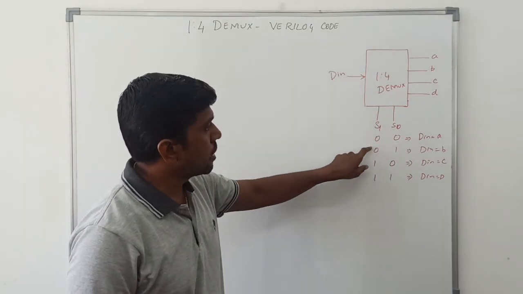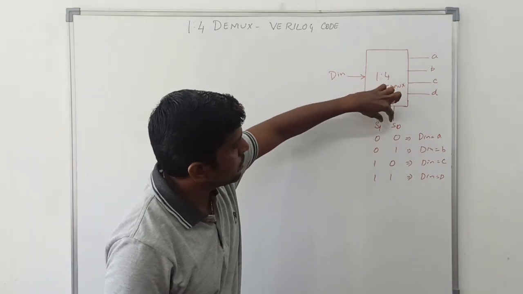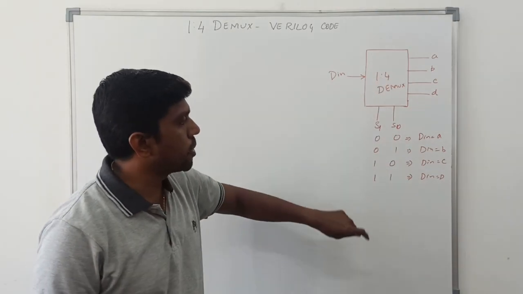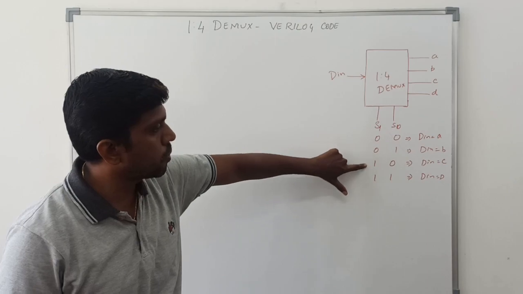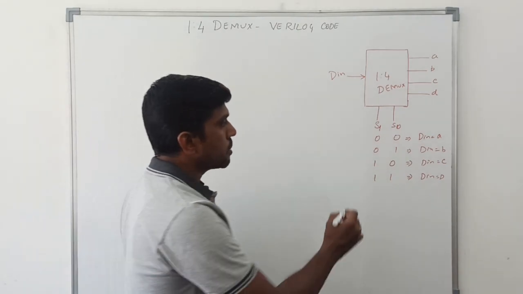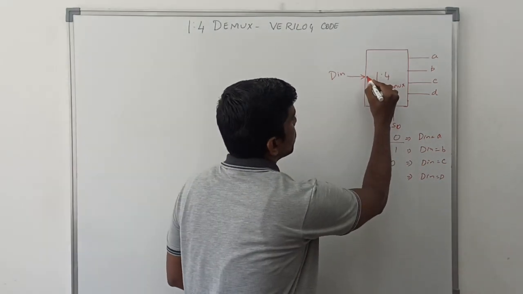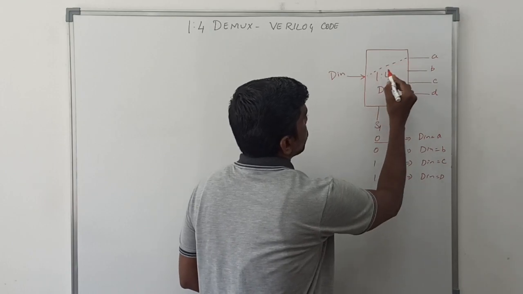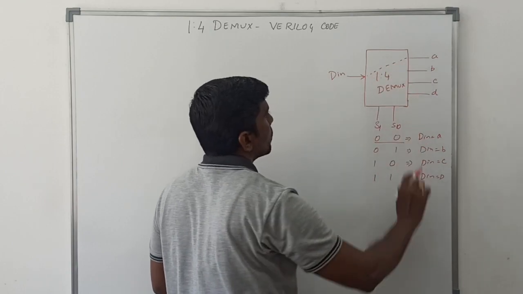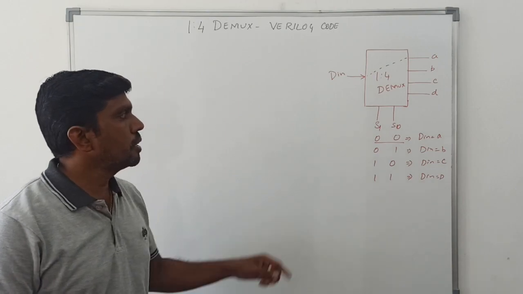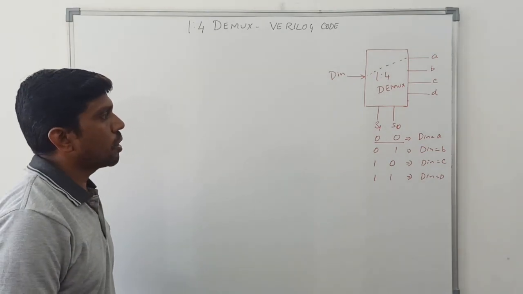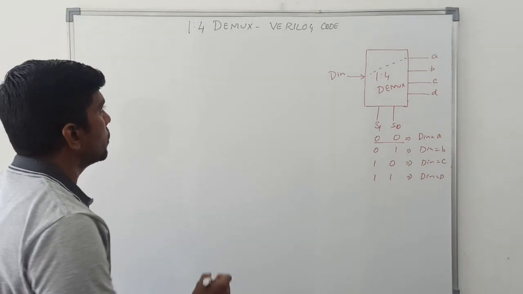So this is the selection line. It has two selection lines, which make four combinations of input: 0 0, 0 1, 1 0, 1 1. Based on the selection line value, the input is connected to an output, for example A or B or C. Based on the selection line, it may change. So now I am going to write the Verilog HDL code.